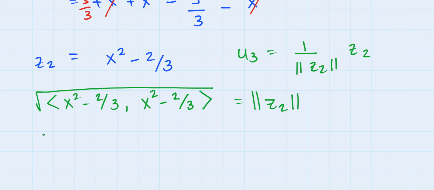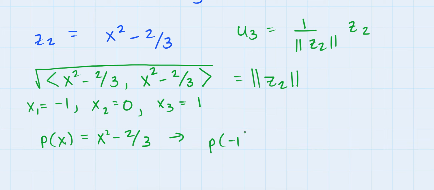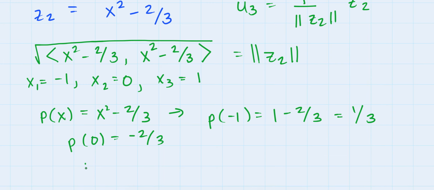We need to plug in those 3 numbers. So the 3 numbers were x1 is -1, x2 is 0, and x3 is 1. You can see that if I plug in, the polynomial is x squared minus 2/3. Plug in -1, I get p of -1 is 1 minus 2/3, which is just 1/3. If I plug in 0, I'm left with -2/3, because 0 minus 2/3. And then if I plug in 1, I get the same thing, because it's 1 squared, which is 1 minus 2/3. I get 1/3.